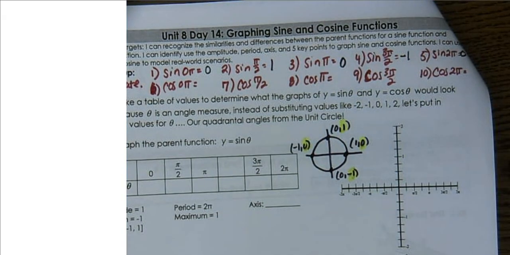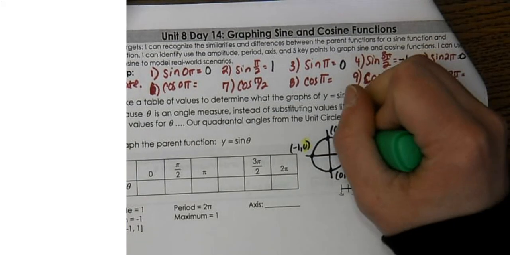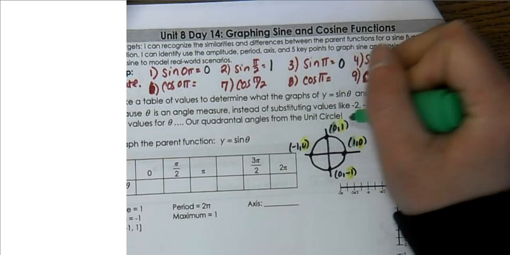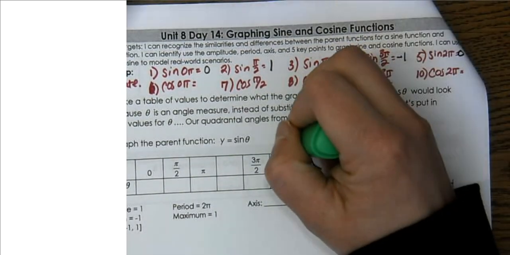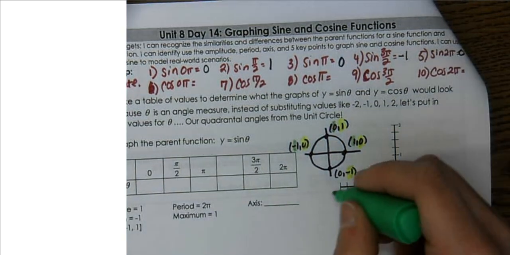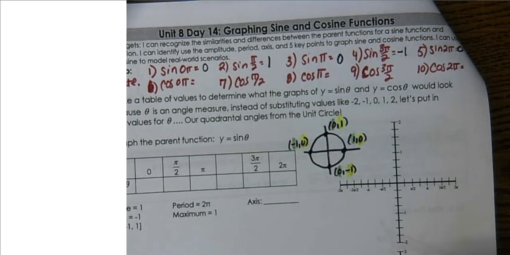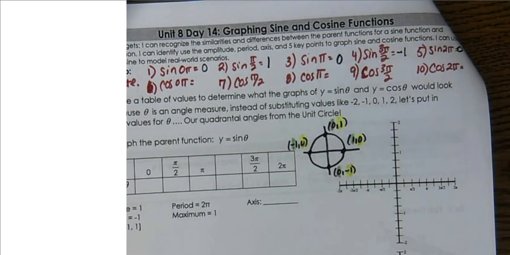The cosine values, those are just the x values of our ordered pairs. And the x values, starting at 0 pi, is 1. Pi over 2 is at 0. At pi, it's negative 1. And then at 3 pi over 2, we're at 0. To go back to 2 pi, we're back at 1 again.